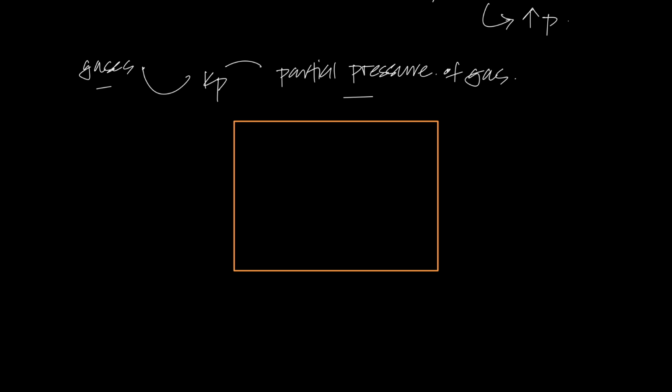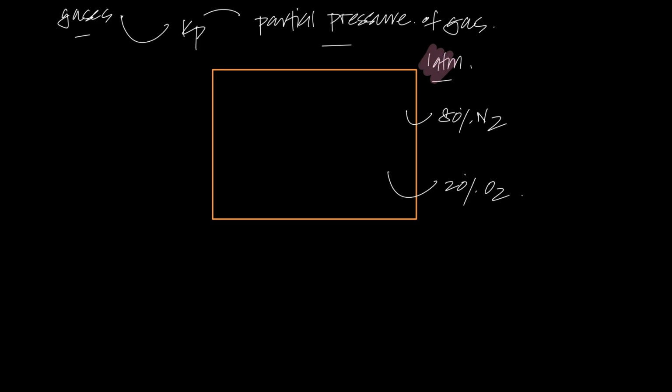See, if you have a container right here, for example's sake, inside this container there's a pressure of 1 atmosphere, right? And you have about 80% nitrogen and about 20% oxygen. 80% nitrogen means that if you have 10 molecules in total, 8 of those molecules are going to be molecules of nitrogen and 2 are going to be molecules of oxygen, right?